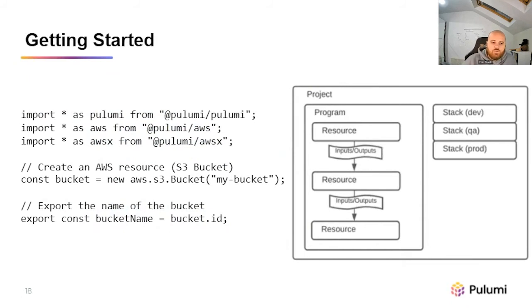So to get started with Pulumi, looking at the code on the left, there's three pieces of makeup to a Pulumi application, okay? So we have the imports, which are effectively the libraries that come in. Pulumi is our core library that gives you access to all of the internals of Pulumi itself. You would then have AWS, for example, as an SDK library, and then you would have extensions. In this case, it's AWS X, which sit on top of the AWS package.